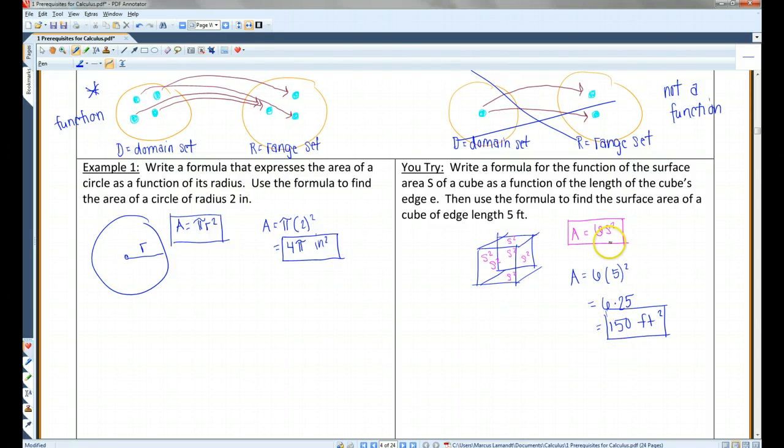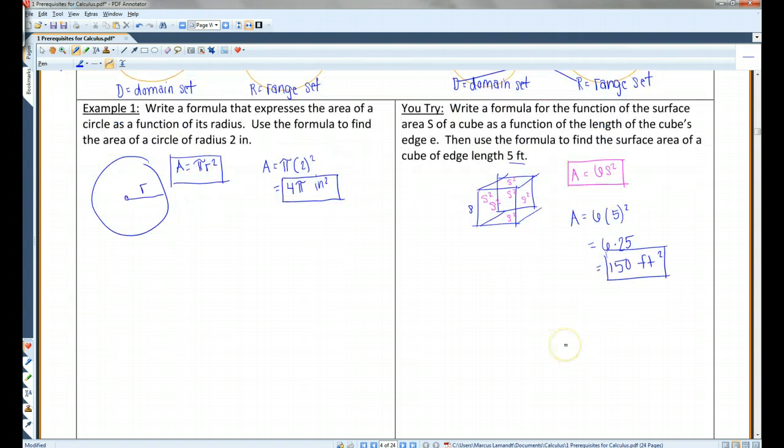Alright, these are the answers you guys should have gotten. A cube with side length s, each face is going to have an area of s squared. So this is s squared, this is s squared, s squared, s squared. There are 6 faces, so the area is going to be 6s squared. And they tell us that s is 5, so you plug it in, you get 150 feet squared.